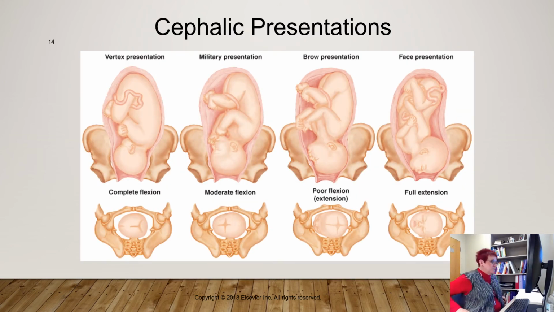So here's some different presentations based on the presenting part. And I'll show you some more pictures of this in a bit. But as you can see, on the far left, it says vertex presentation. The head is down, it's very flexed. And the way the head is lying in the pelvis, you can see that it's going to have to rotate, and then the shoulders can get through. The other two are going to be more difficult because things are not coming in the right order. We want the narrowest part to come first and then the wider, not the widest first.